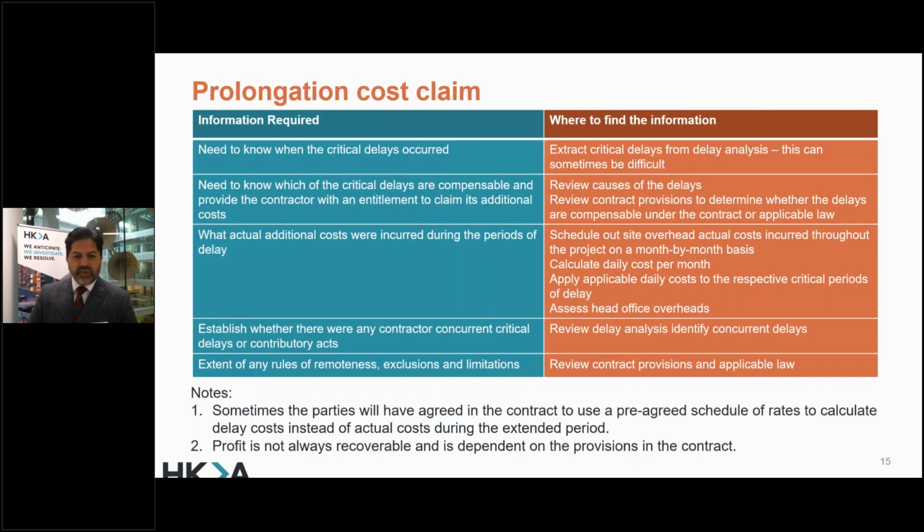So what does a prolongation cost claim look like? What is the information needed in order to develop a prolongation cost claim? First of all, we need to know that there is a critical delay, and we need to find out who's responsible for this delay. We need to understand whether it's a compensable critical delay, and we have an entitlement to additional cost. That comes through your contract or applicable law.